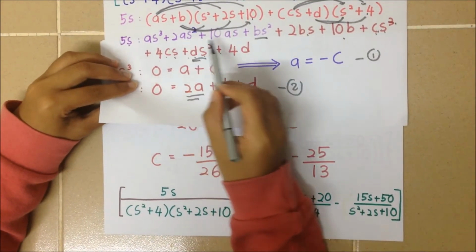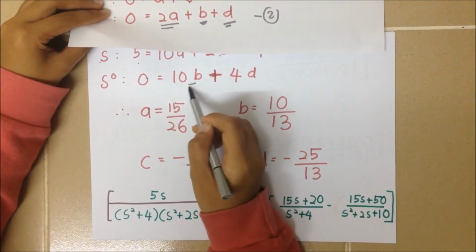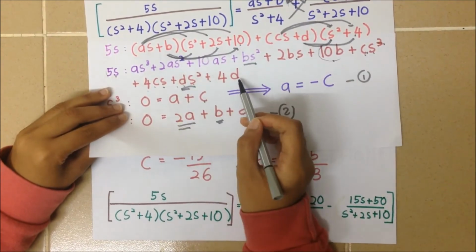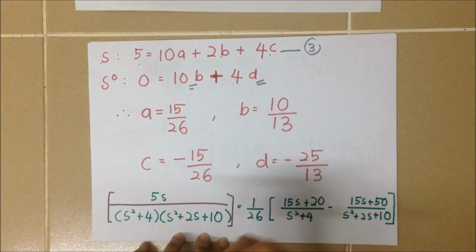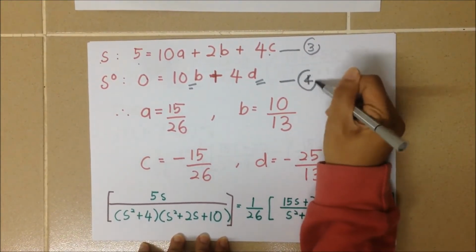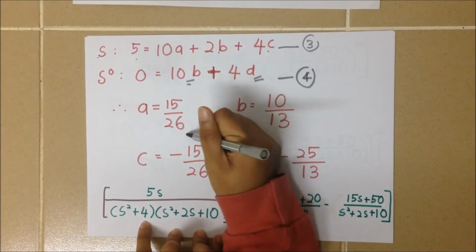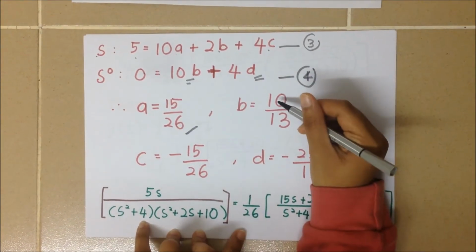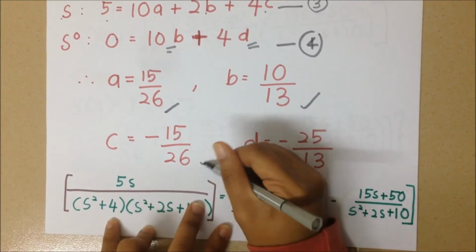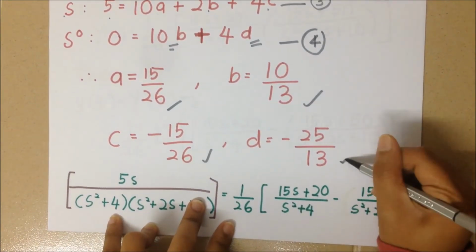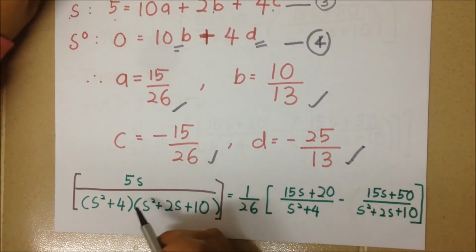Yang mana tak ada S kita ambil. Okay, kita tengok. Okay, 10B. 10B ni tak ada S. Kosong equal to 10B. Jalan-jalan kita jumpa lagi yang tak ada S. So 4D. Dapat 4D. So kita dapat daripada sini, daripada equation yang 1, 2, 3, 4 tadi, kita dapat A equal to 15 per 26 dan B equal to 10 per 13, C negatif 15 per 26 dan D negatif 25 per 13. Lepas tu kita masukkan dekat equation yang tadi tu.